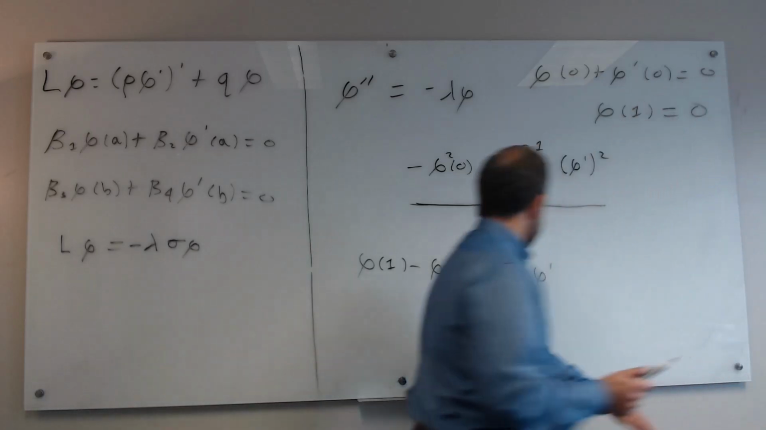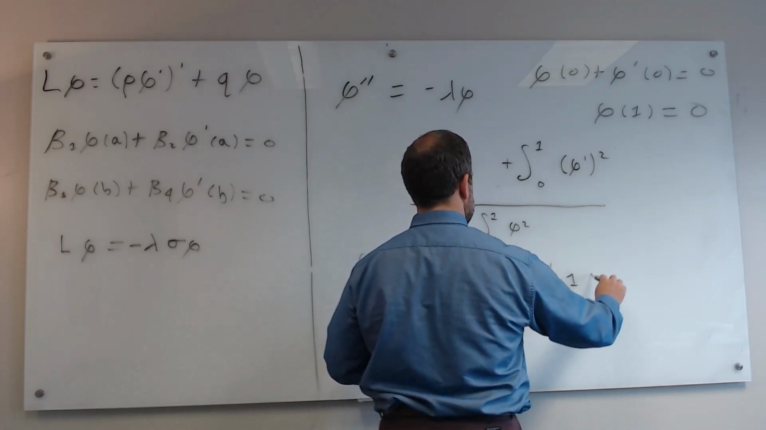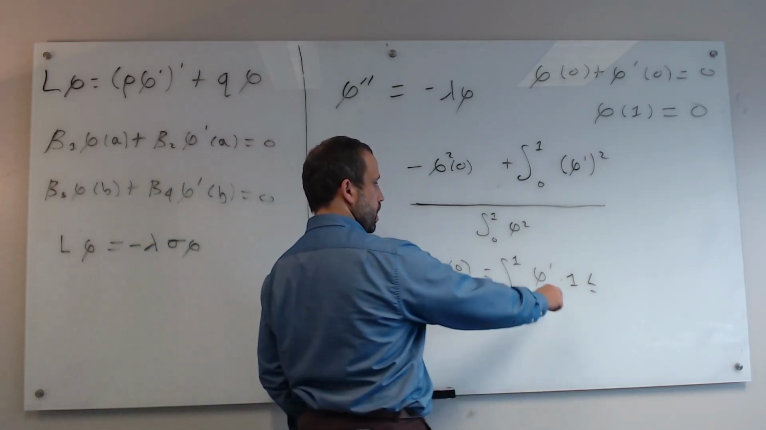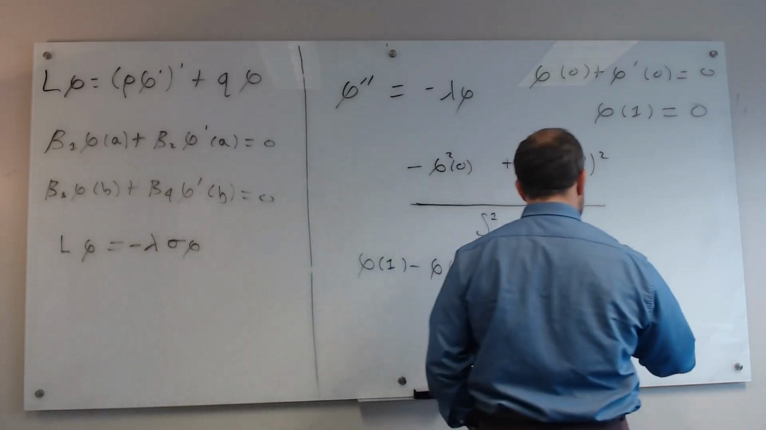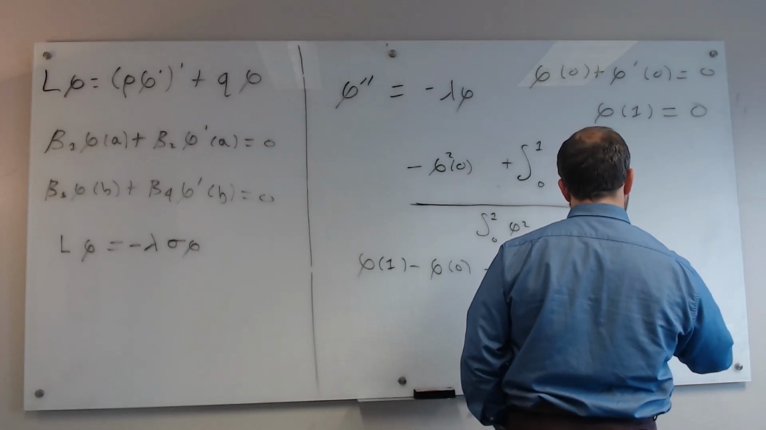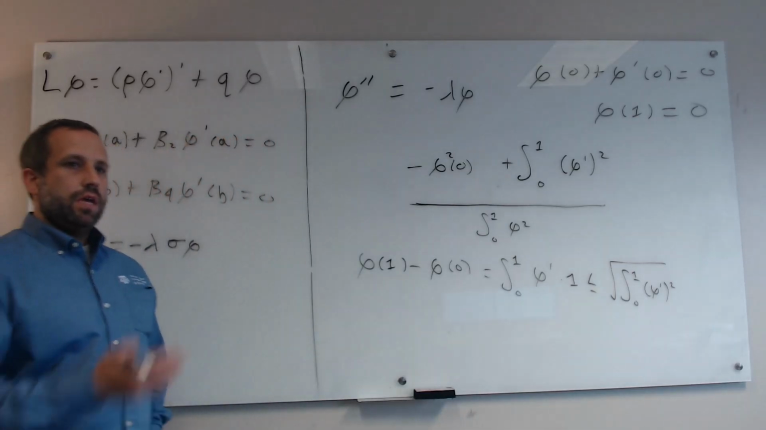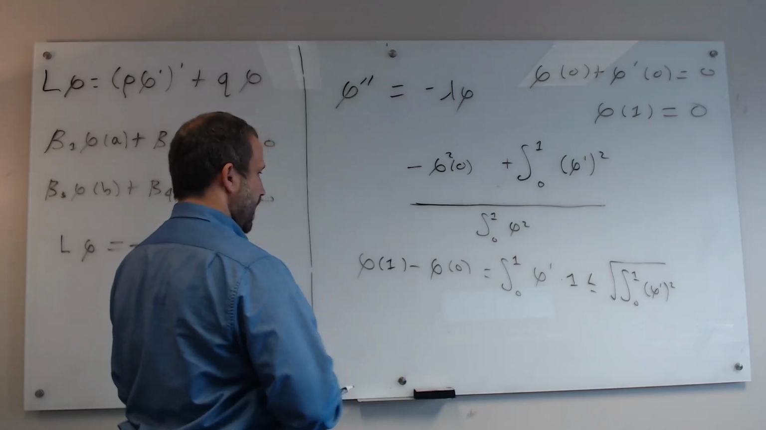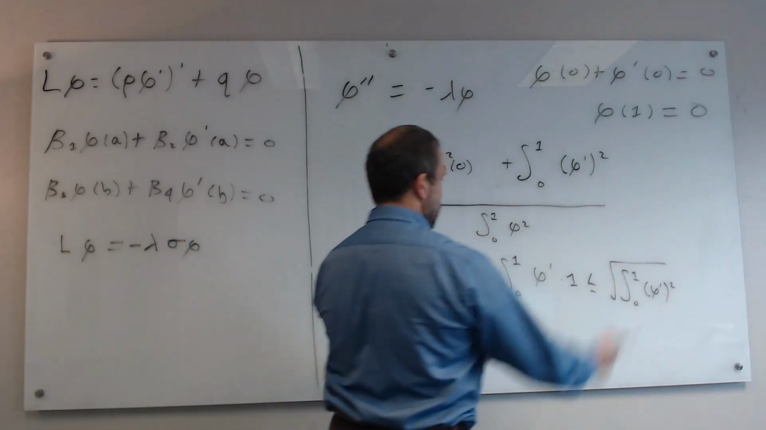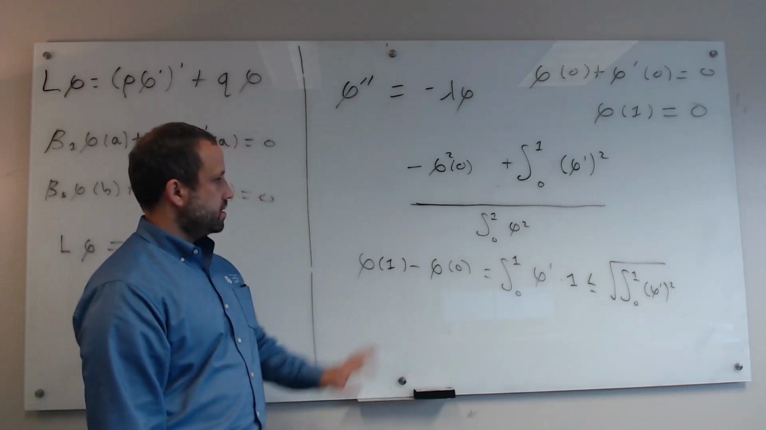Now, by the Cauchy-Schwarz inequality, I can think about this as phi prime times 1. And so by the Cauchy-Schwarz inequality, this is going to be less than or equal to the integral of 1 squared from 0 to 1, that's just 1, but times the square root of the integral from 0 to 1, phi prime squared. Now, if I square both sides, if I just look at the outside, phi of 1 minus phi of 0 is less than or equal to that.